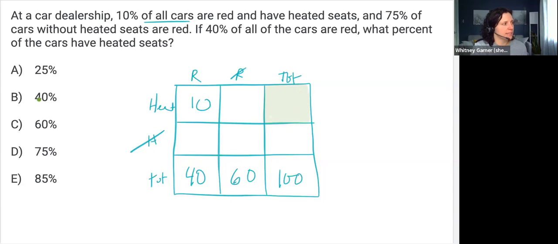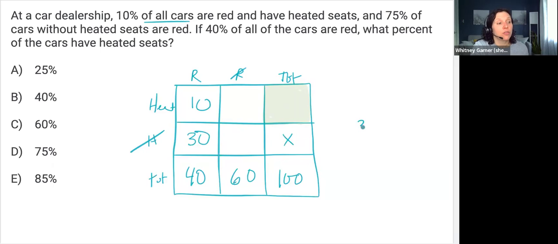Well, I have one more. This is 30 right here. And it says 75% of the cars without heated seats. So this would be my cars without heated seats. And I don't know what this number is. So I'm going to put a little X here for a second. So this number, 30, is 75% of this number. So 30 is 3/4 of this number.